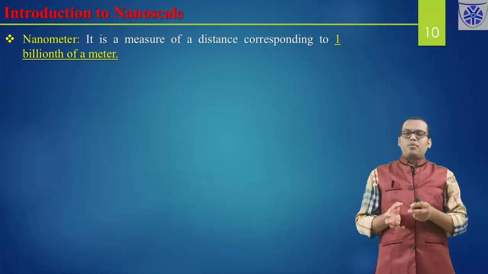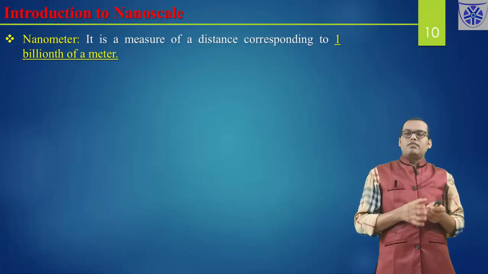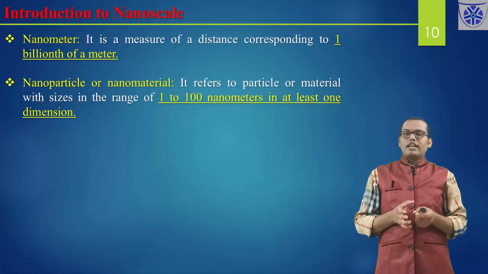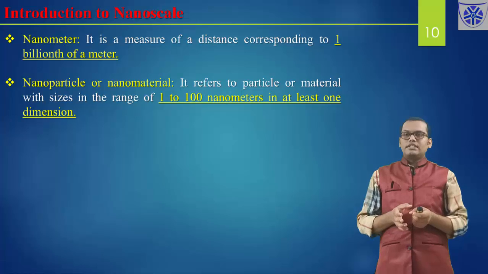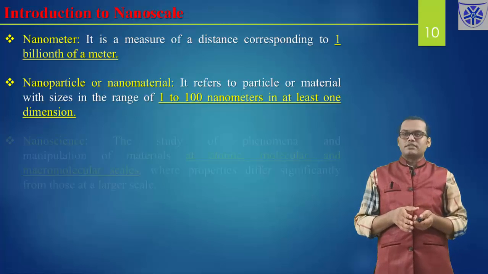Some of the important jargon you need to remember here. Nanometer is the measure of a distance corresponding to 1 billionth of a meter. Nanoparticle or nanomaterial refers to a particle or material whose size is in the range of 1 to 100 nanometer in at least one dimension. You have 3 dimensions, x, y and z. If any one of the dimensions is 1 to 100 nanometer, you can call that material a nanomaterial.